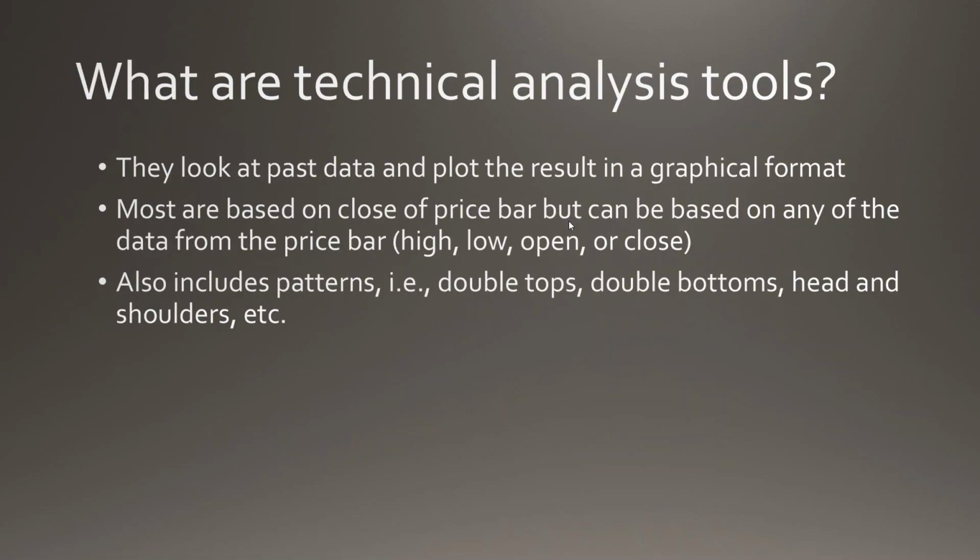Now today, what we're going to be talking about is just typical technical analysis tools that are usually available in any platform, okay? Most technical analysis tools look at past data and then they simply plot the result in a graphical format. Most of the technical analysis indicators are based on the close of the price bar, but it can be based on anything, any data point of the price bar. For example, the open, the high, the low, the close. And I have seen moving averages that were plotted on the highs or on the lows.